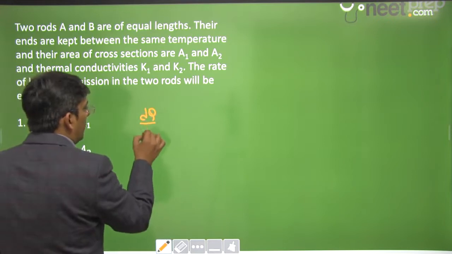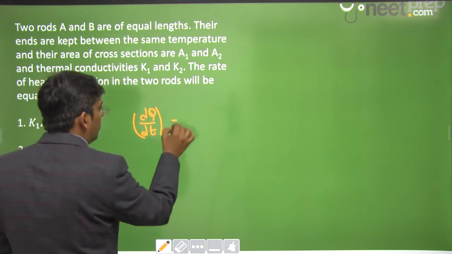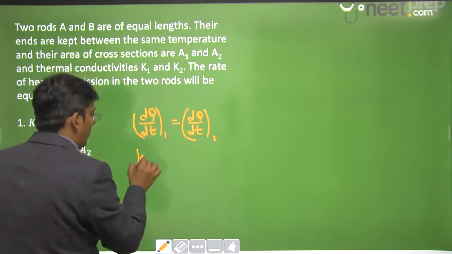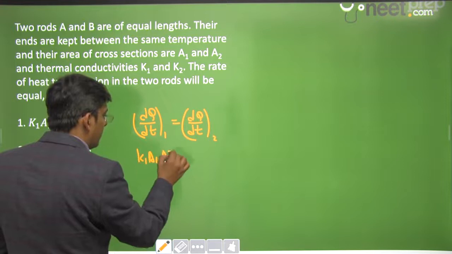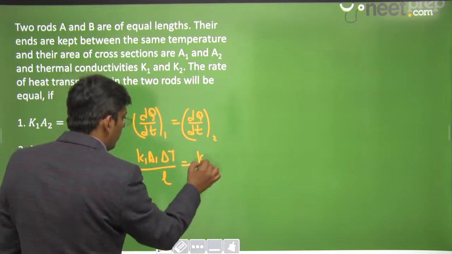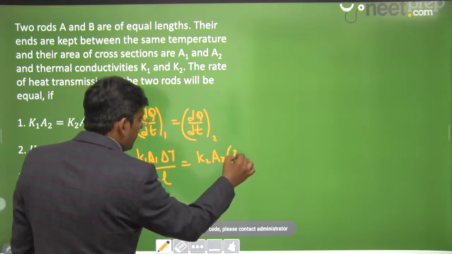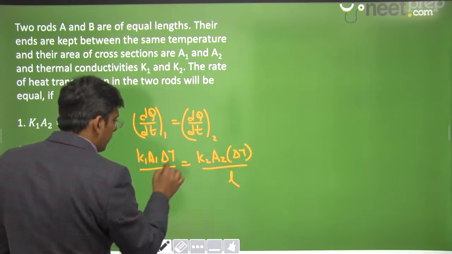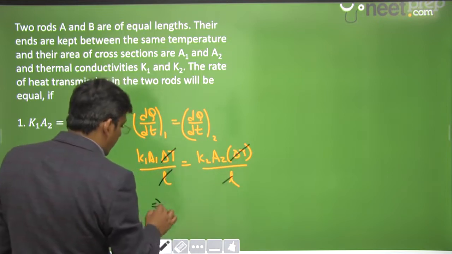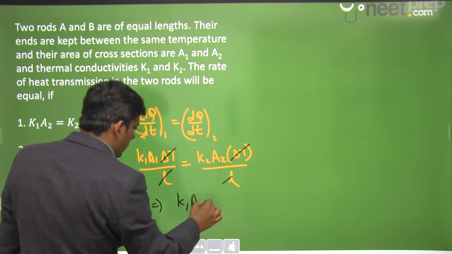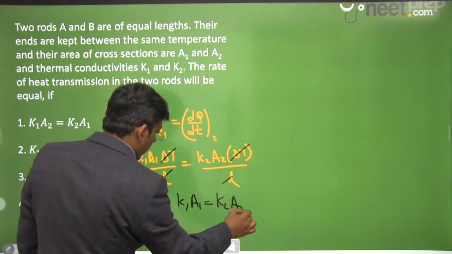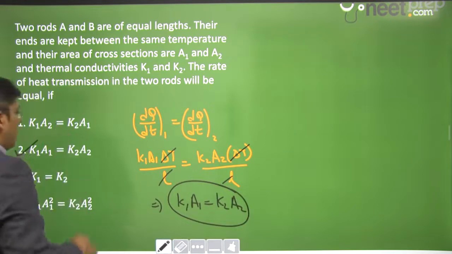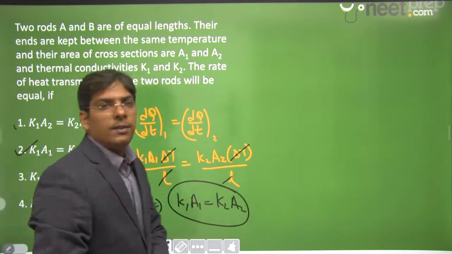See, dQ by dt of one rod equals dQ by dt through the other rod, which is K1 A1 into temperature difference by length, equals K2 A2 again temperature difference divided by length. So this temperature difference by length is going to cancel, right? So we are going to get K1 into A1 equals K2 into A2. K1 A1 is equal to K2 A2 is the correct answer, right, dear students?